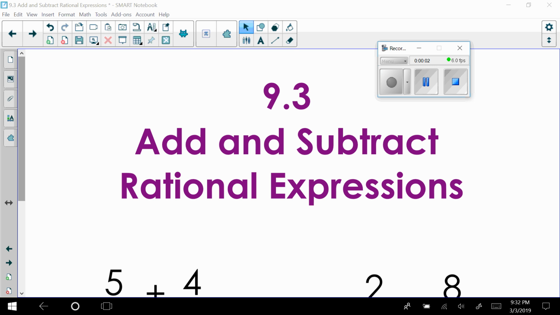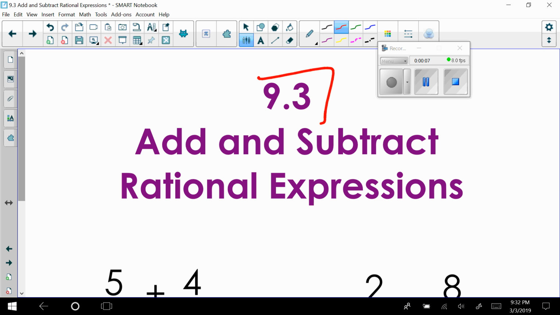Hello, Algebra 2 students, and welcome back to Chapter 9. Today, we are going to be tackling 9.3, which is adding and subtracting.